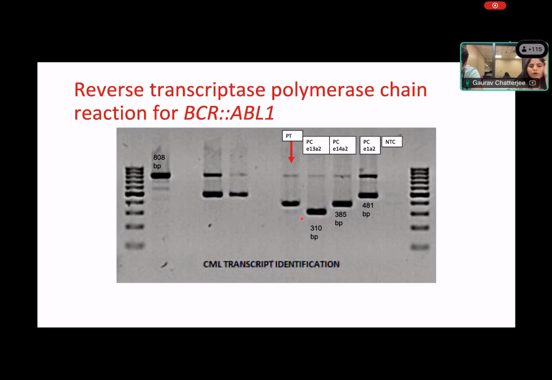So do you want to interpret, Tapan, what are we seeing in this case? Ma'am, in our case, the patient's band is resembling the 385 base pair band, that is E14A2. Correct. Most likely the transcript we are dealing with is E14A2. Okay. So in this patient, we are having E14A2.